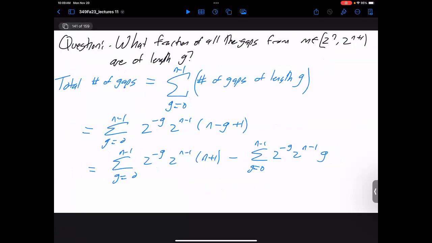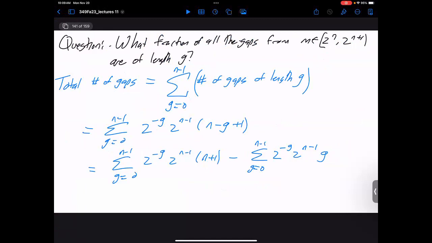So again, to get the total number of gaps, we just sum over all the gaps. There are two pieces, as I remarked. The first piece is very easy. It's a finite geometric sum. The second piece is almost a geometric series. We have these extra factors of g.